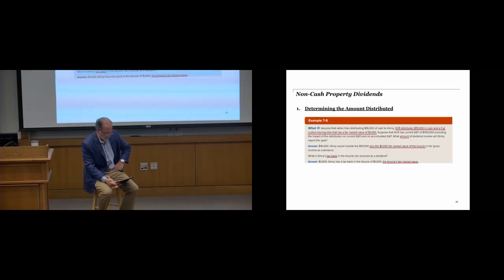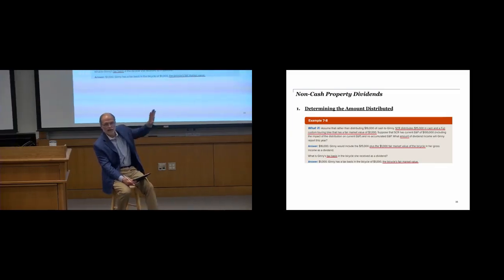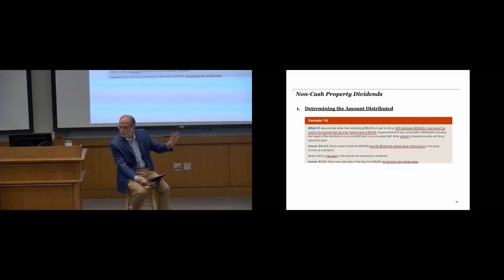They just put 100,000 to make sure that it's very outsized, right? We have plenty of E&P to support the distribution. It's just getting to the values that were distributed. The answer is $16,000. Jeannie would include $15,000 plus the $1,000 fair market value of the bicycle in her gross income as a dividend. As on the prior slide, all value going out of the corporation received by the shareholder would be the amount distributed. And I go through what we went through in the first part of class: do I have E&P to support that?